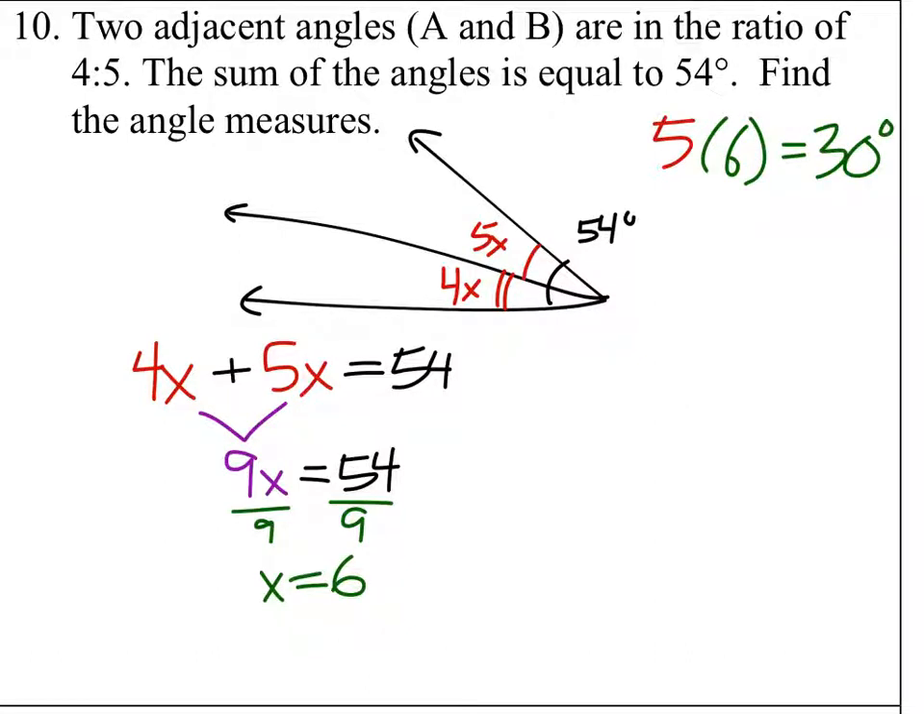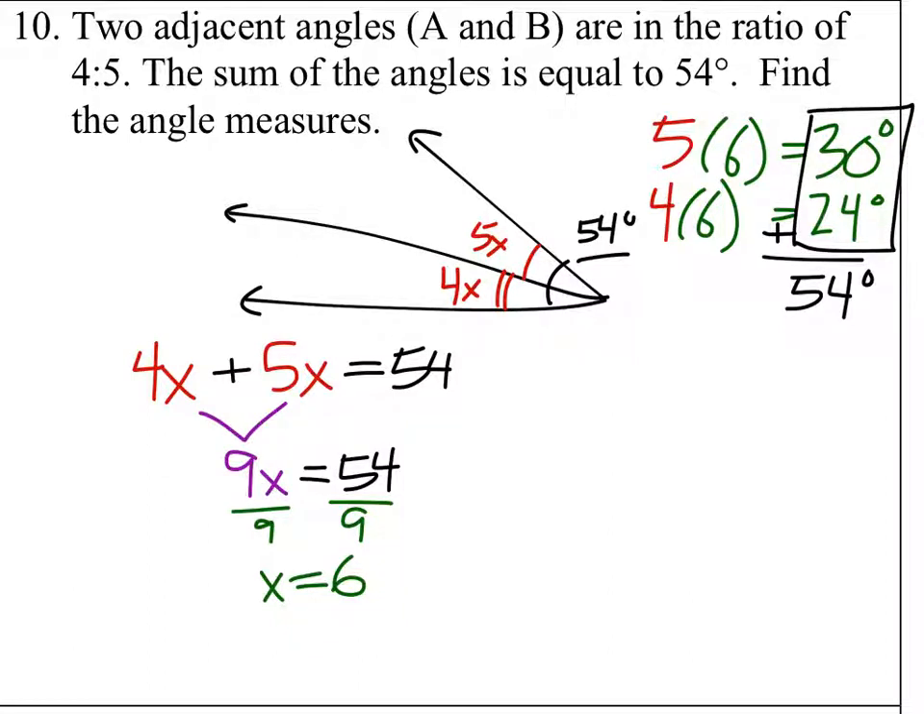And the other one would be 4 times 6, and that would be 24 degrees. Now when I add these, just to check my work, I should get 54 degrees, because that's what I get when I add them together. And yep, they are 54 degrees total. So there are the two angle measures.